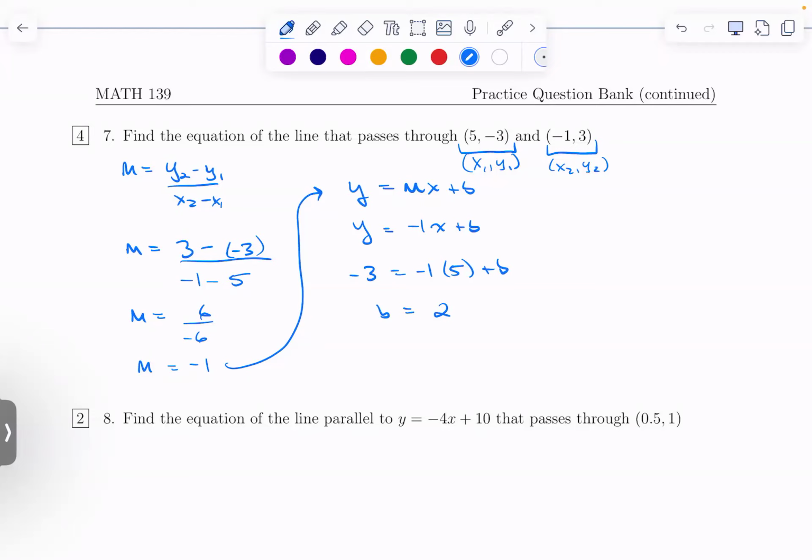I don't have any more cheat sheets, so that's it. Now I'm on my own. So now the equation of the line is y equals -1x plus 2, or just -x plus 2 if you want. Step 1, find the slope. Step 2, find the intercept using one of the points, and then put it all together.